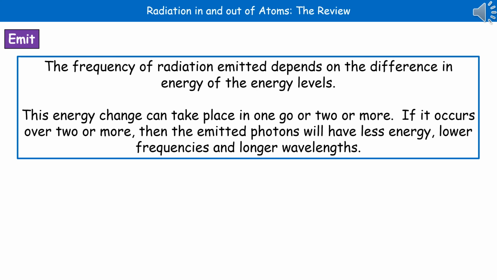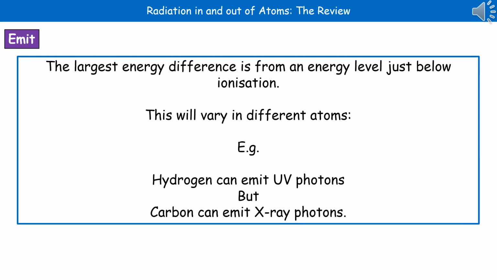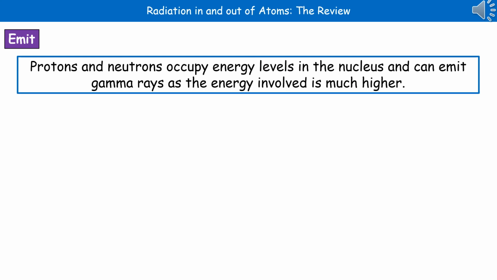So this energy change can take place in one go or in two or more. If it occurs over two or more, then the emitted photons will have less energy, lower frequencies and longer wavelengths. The largest energy difference we could see is from an energy level just below ionization, but that will vary in different atoms. So hydrogen can emit UV photons, but carbon can emit X-ray photons.